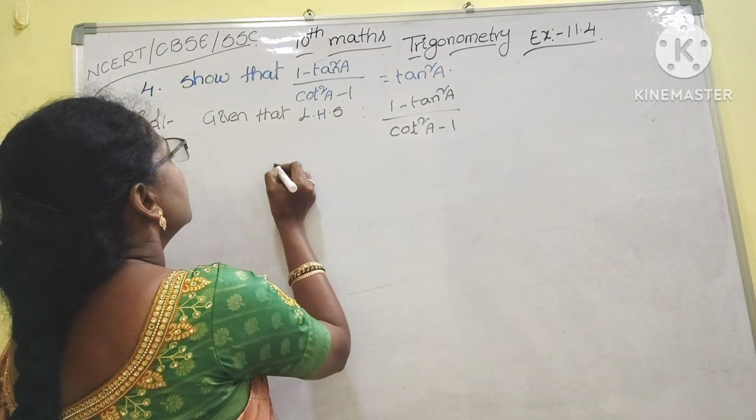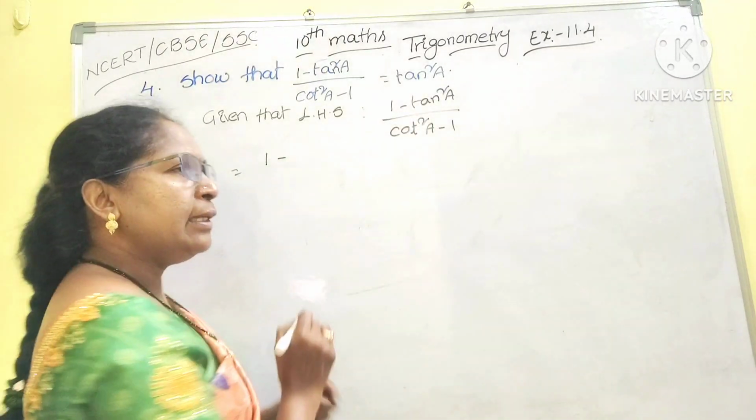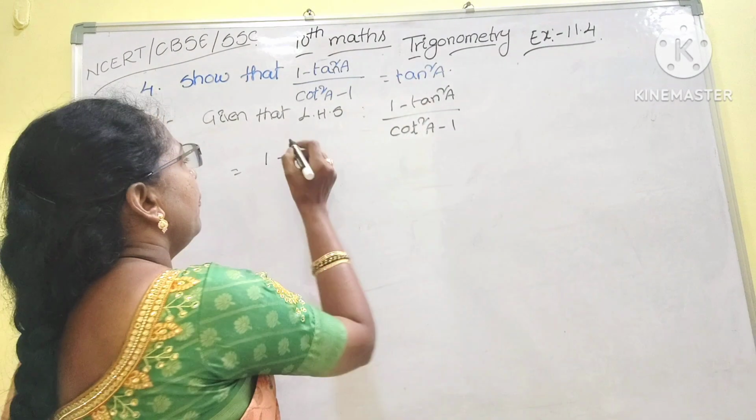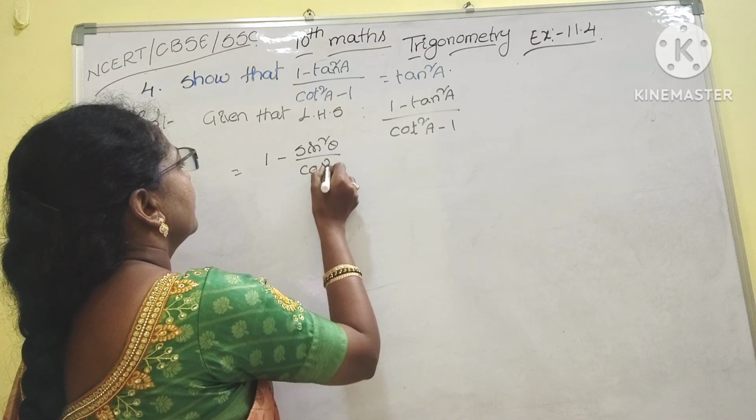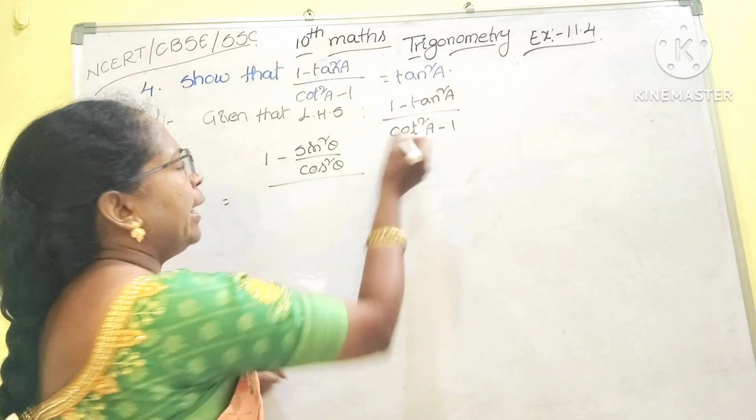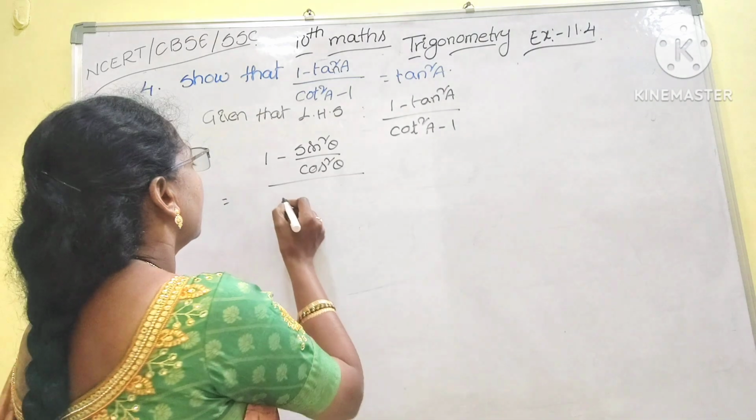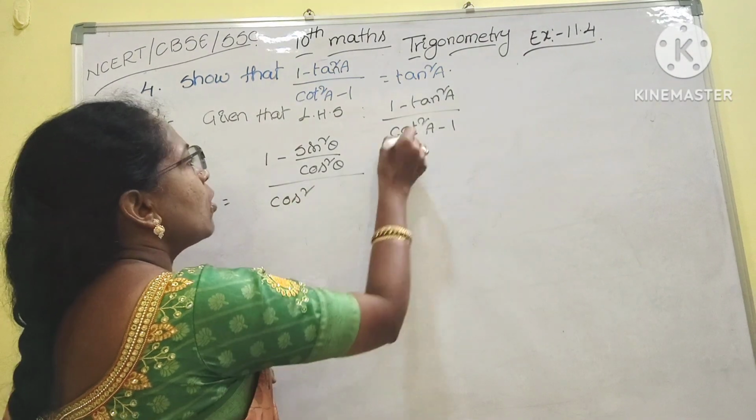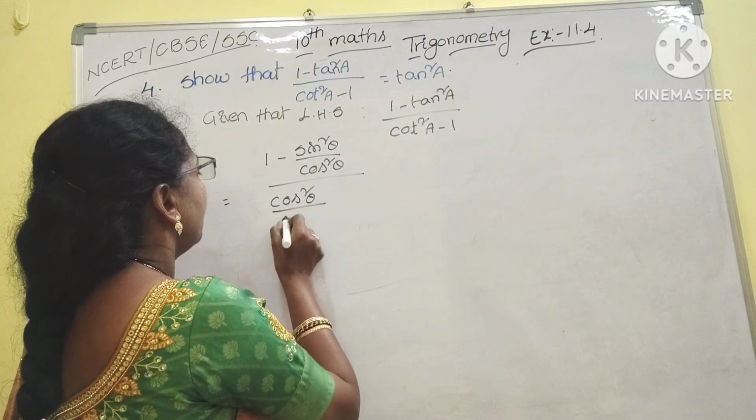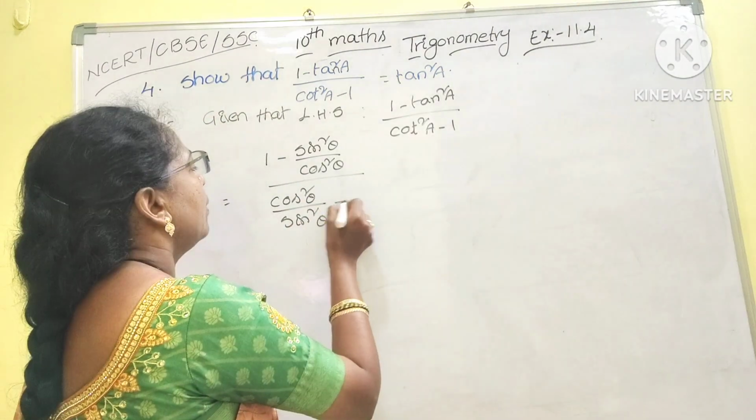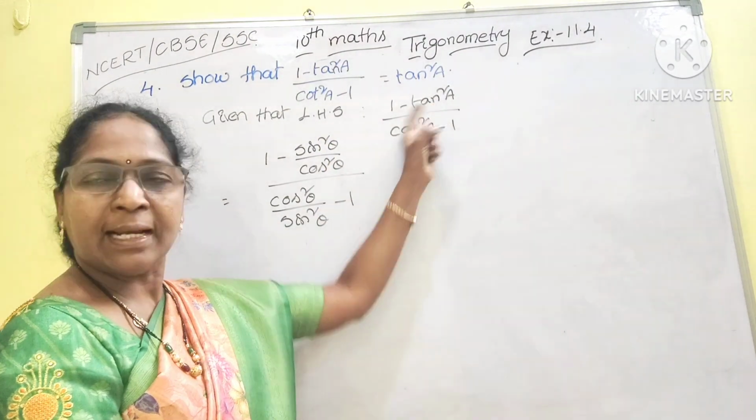So you have to convert in terms of sin and cos. So 1 minus tan theta equals sin theta by cos theta, where tan square theta means sin square theta by cos square theta, by again cot square A, where cot theta equals cos theta by sin theta. So cot square theta is cos square theta by sin square theta, minus 1. First you have to substitute these values in place of tan square and cot square.